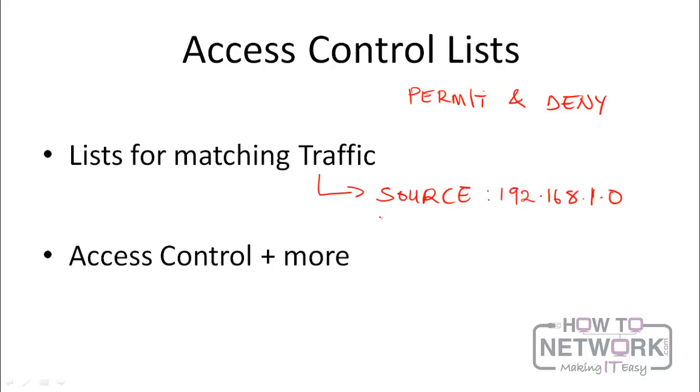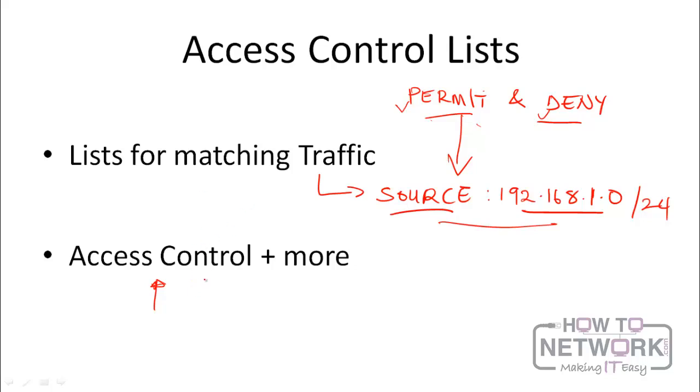So for instance, if you have the criteria that the source of the traffic must be from the 192.168.1.0/24 network, I can have an access list that says permit all traffic that is sourced from this particular subnet. And then I can decide what I want to do with that traffic. By default, access lists have two actions. They can either permit or deny. In access control, you apply the access list to a particular interface, and based on the entries in the access list, you decide whether to permit or deny traffic.